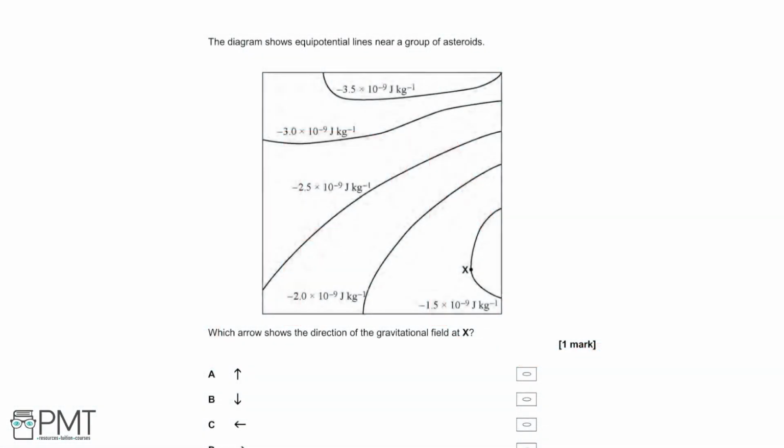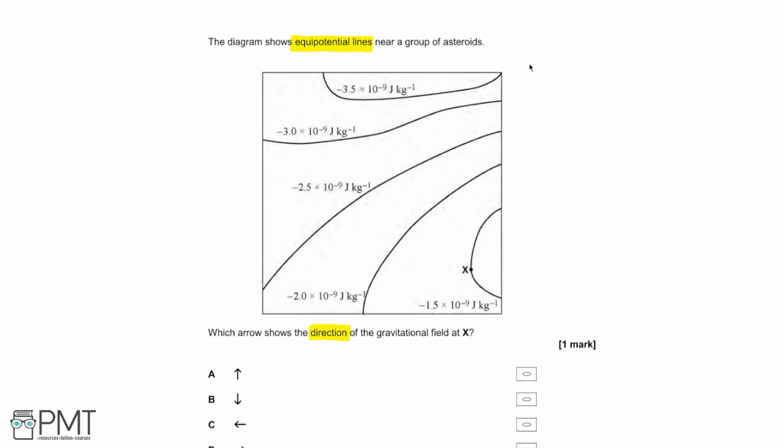This question is about potentials. The question says, the diagram shows equipotential lines near a group of asteroids. We see regions of decreasing potential, and X is at the region with the highest potential, i.e. the highest gravitational potential energy. The question says, which arrow shows the direction of the gravitational field at X?